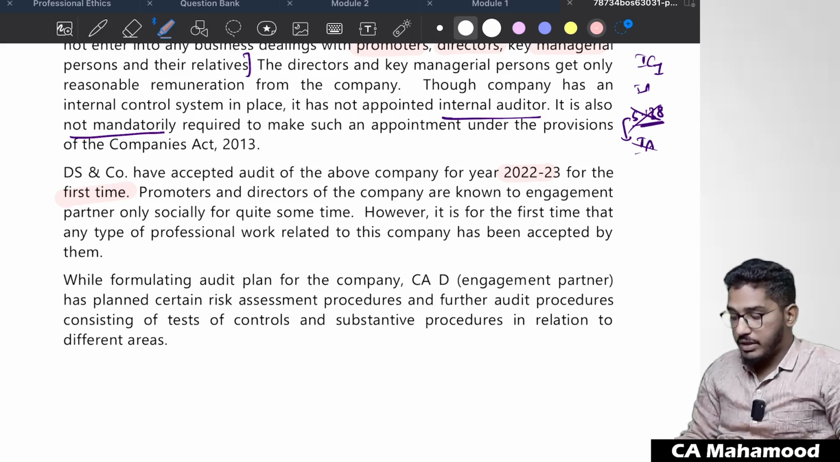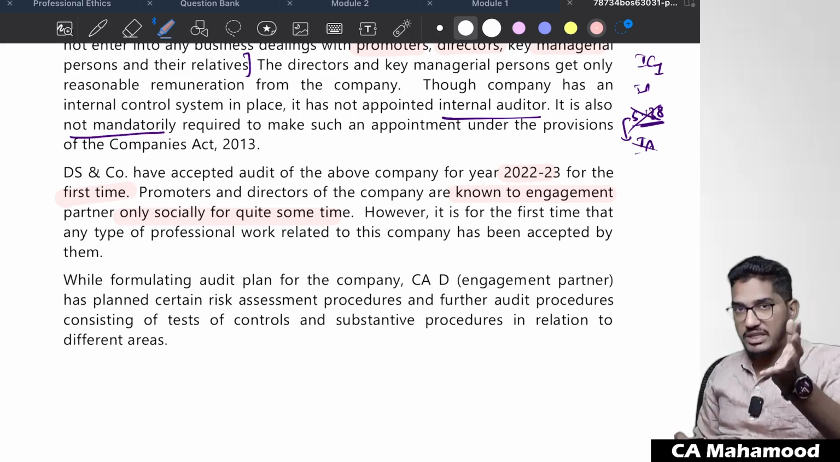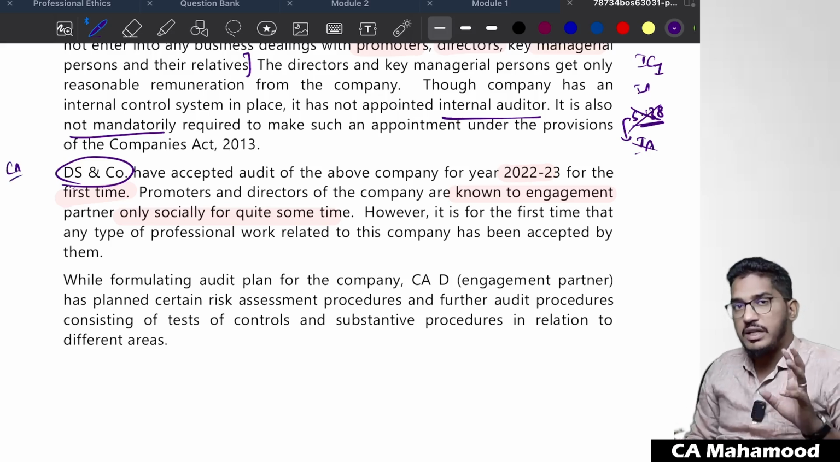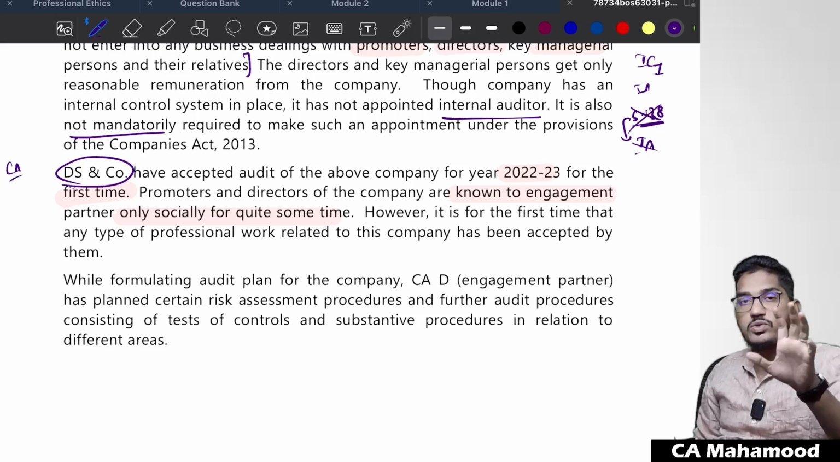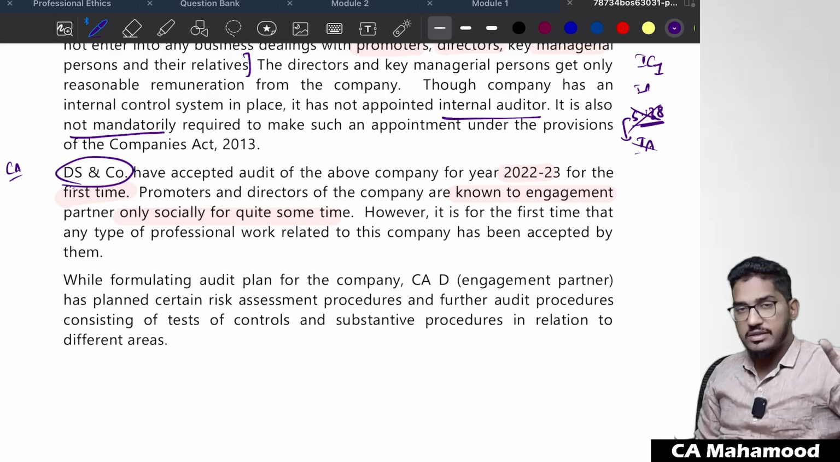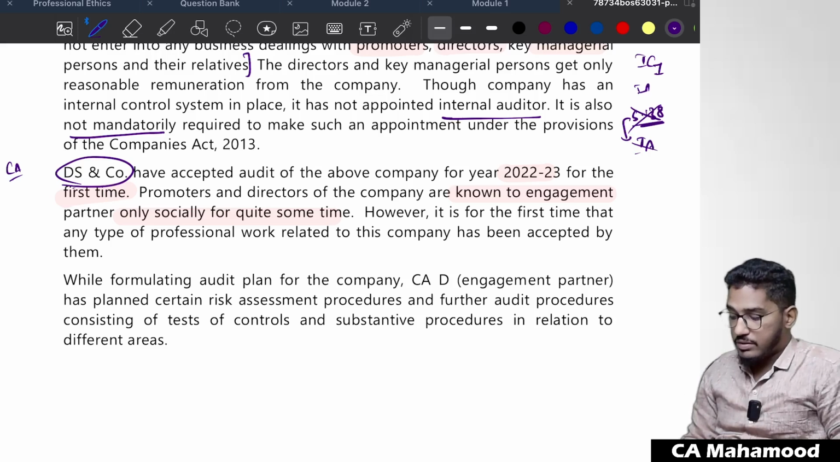Promoters and directors of the company are known to the engagement partner only socially for quite some time. Might be they have met at a function, at a social gathering. So the auditor of the firm, this audit firm and its partners, the chartered accountants, and the promoters and directors of the company have met recently in a social gathering, like in a function or a meeting, somewhere they have met. They have met recently. So promoters and directors of the company are known to the engagement partner only socially.